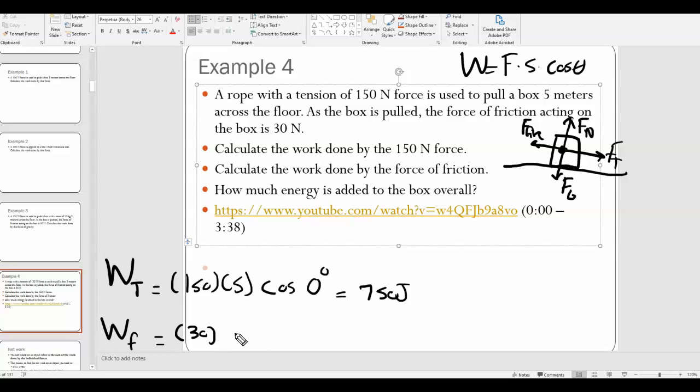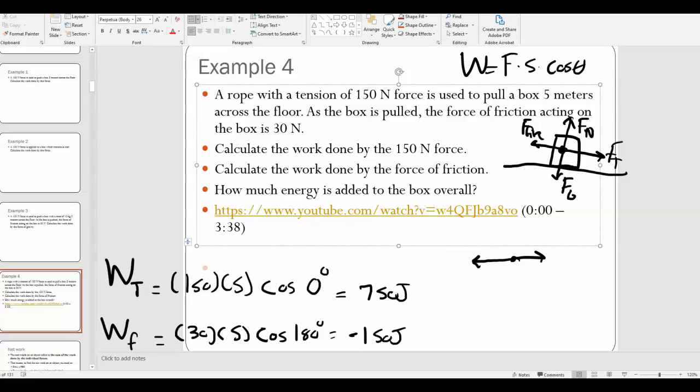So we have 30 times 5 times cosine. Now you have to think, which way is friction going? Friction is going to the left. Which way is the box moving? Box is moving to the right. Theta is the angle between the force and the displacement. So if the force is to the left and the displacement is to the right, that would be 180 degrees. And cosine of 180 is negative 1. And so this would actually be negative 150 joules.